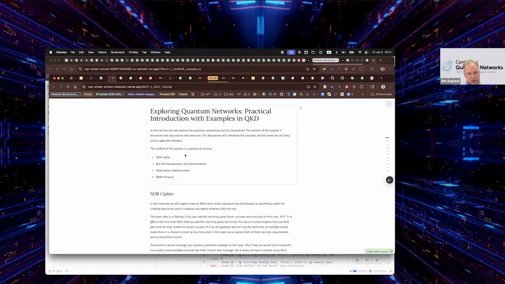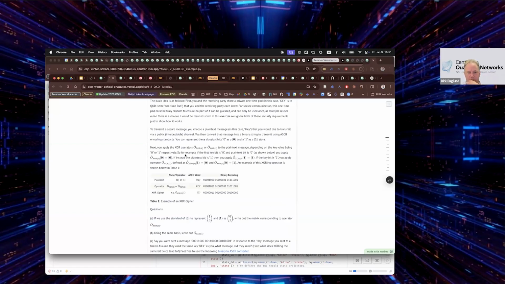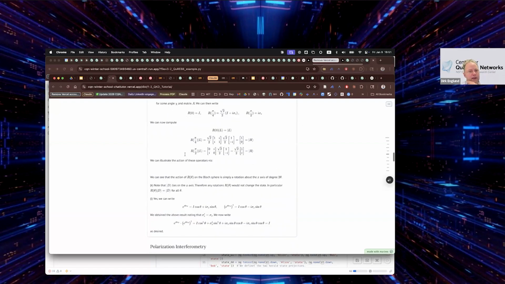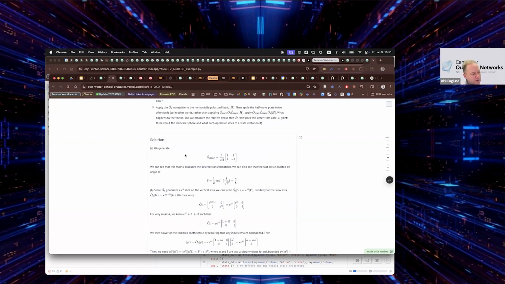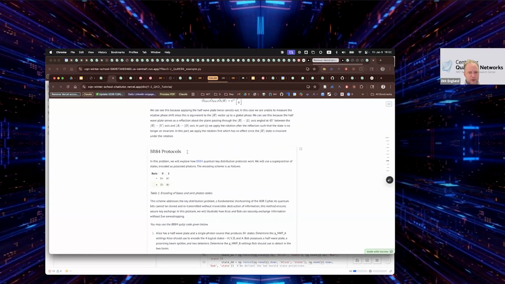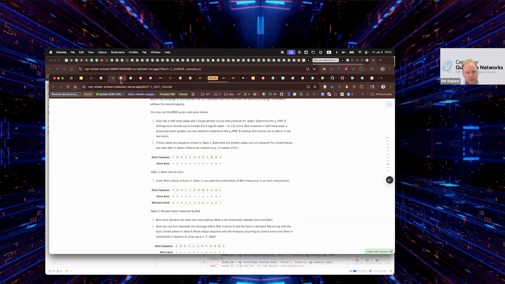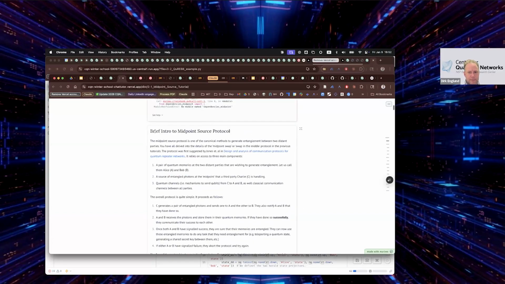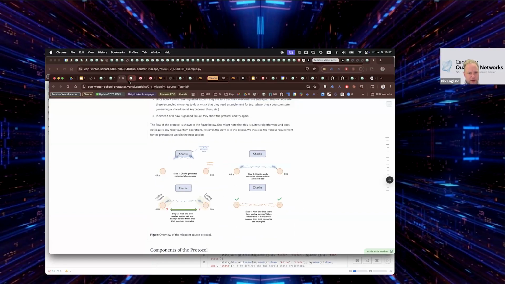In this notebook, you have a simulation I put together for quantum key distribution. And one way to do quantum key distribution is with, fundamentally, the reason why it's secure is because of the non-locality of physics. And so this goes through different kinds of quantum key distribution protocols like BB84 in an illustrative way. We don't have time to get through this. Many of you have seen this before. The midpoint source protocol for quantum links is quite useful. And I would want to do that also interactively.